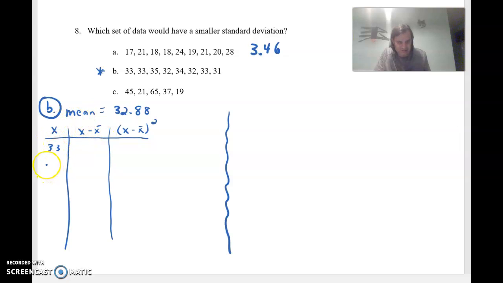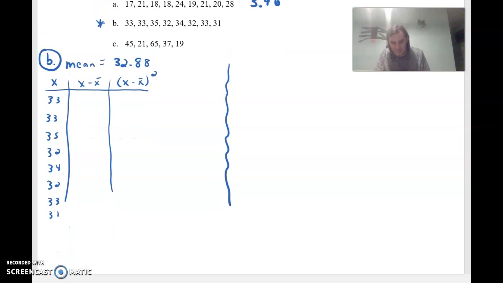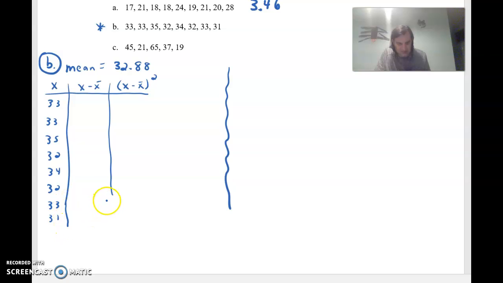So 33, 33, 35, 32, 34, 32, 33, 31. So we'll come down here to make sure we don't run out of room. So we'll try and do this the best we can without getting things too mixed up. So what I'm going to do, I'm going to do the first one together. 33 minus 32.88, which gives me 0.12. And when I square that, I get 0.014. We'll just keep the 3 decimal places.